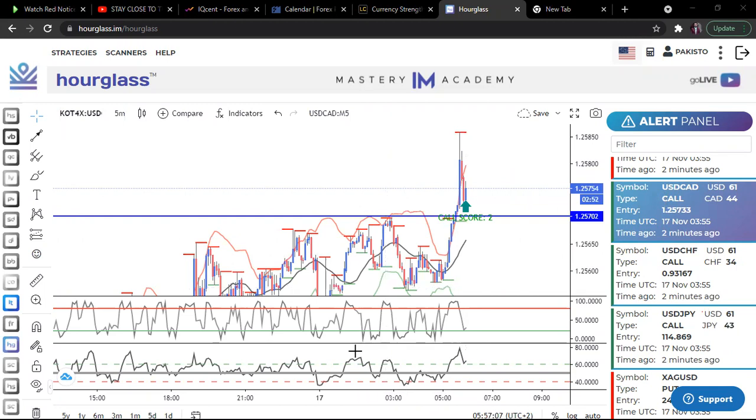I predicted this market was going to push up before timing. That's just how it was setting up. Stochastic and RSI were setting up perfectly before timing, so I could already see that this is heavily pushing to the upside.